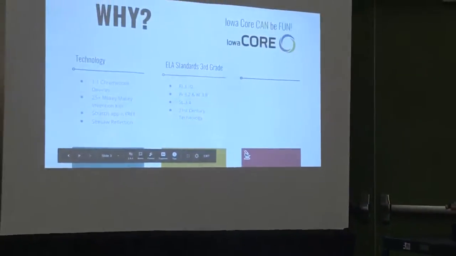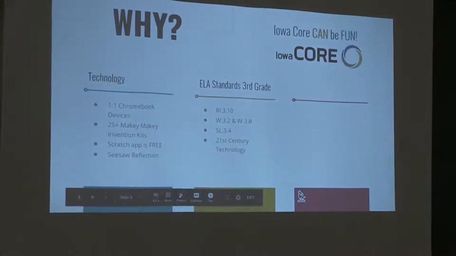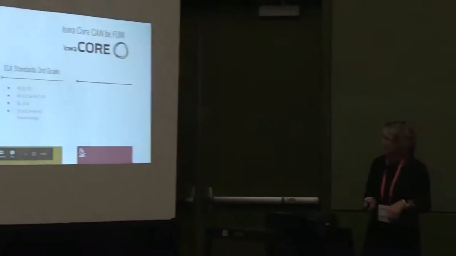A little bit of our technology: we are one-to-one Chromebook devices in grades 2 through 12. You don't have to be one-to-one to have Makeys by no means. We do have 25 plus Makey kits, but you can have stations and have just one or two and still do the same thing. We use the Scratch app, which is free. And Terri's going to show, we use Seesaw, we're a Seesaw for schools. So our kids do the Seesaw reflection a lot, so that parents can get a window into our classrooms. And then we just listed the standards there for third grade. Terri will go into those when she talks about her project. And the same with Emma, her NGSS standards when she talks about her science unit. She'll go into more depth on those.